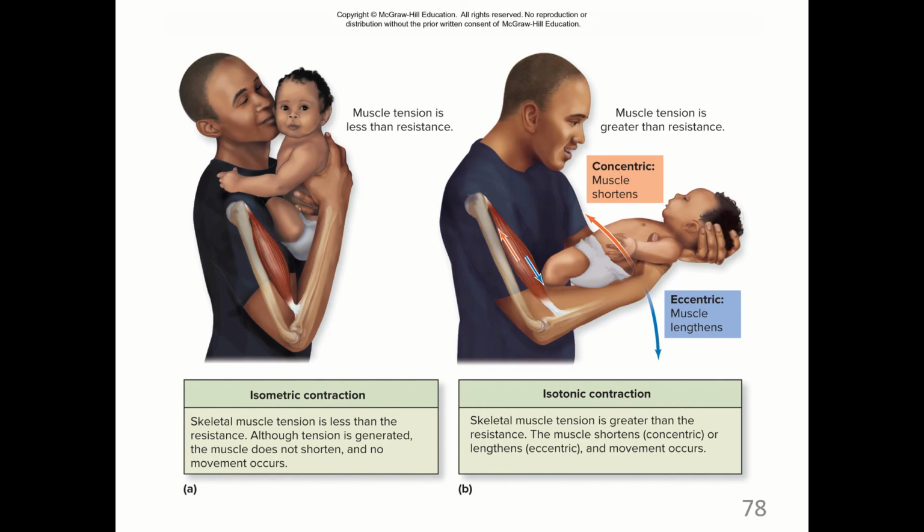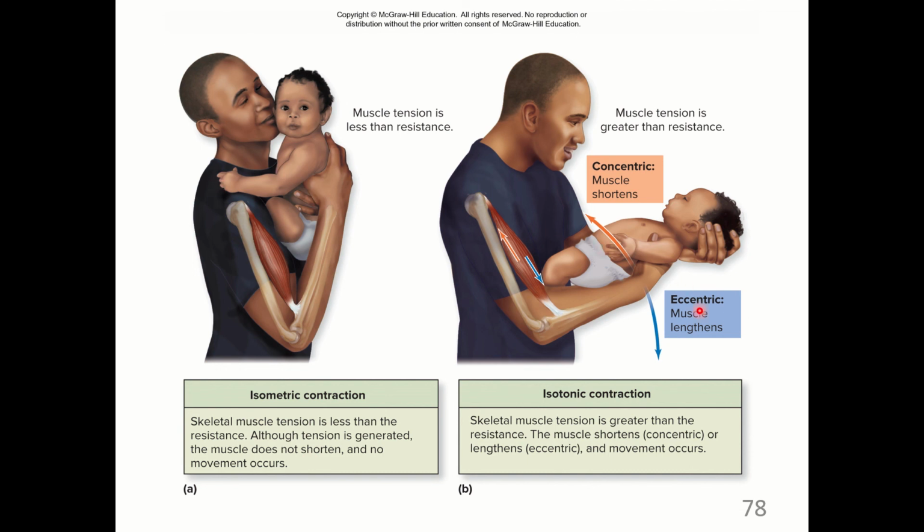So here we see a man holding his baby, and that is going to illustrate isometric contraction, when the skeletal muscle tension is less than the resistance. Although tension is generated, the muscle does not shorten and no movement occurs. So holding that baby in place.